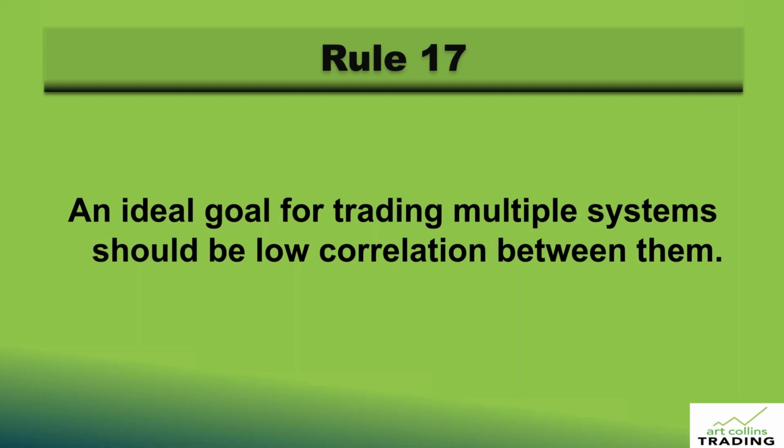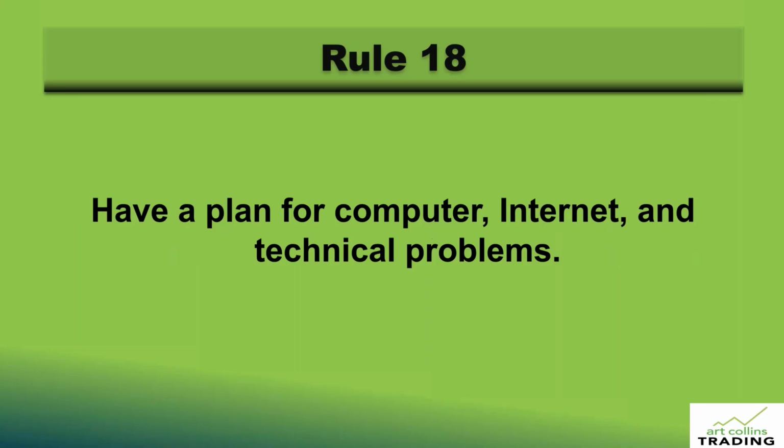An ideal goal for trading multiple systems should be low correlation between them. In other words, don't deceive yourself that you're not just adding contracts to two system ideas that are so similar that you're not getting any divergence to speak of.